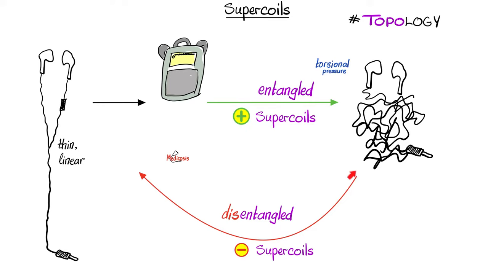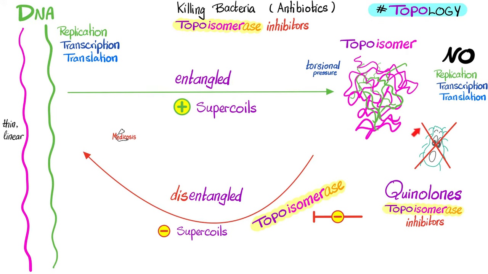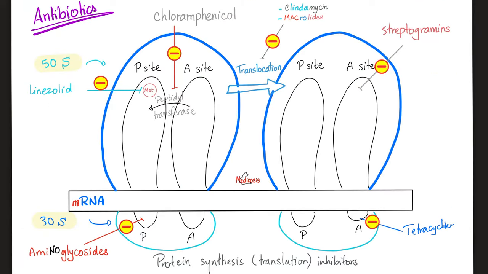Thankfully, you have someone to untangle it or prevent it from being entangled in the first place. Who's that hero? Topoisomerase. But what if we have a bacterial infection? How do we kick the bacteria in the nuts? Inhibit the bacterial topoisomerase. And this is how quinolones, one of the antibiotic classes, work. Medicine is beautiful. But wait, there is more.